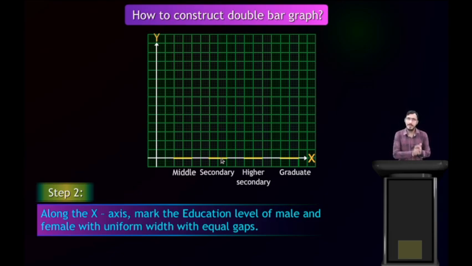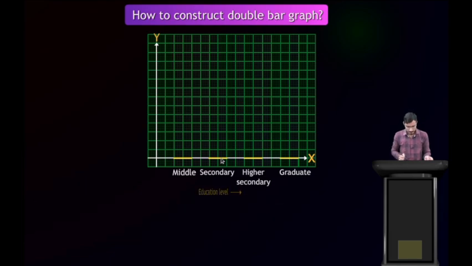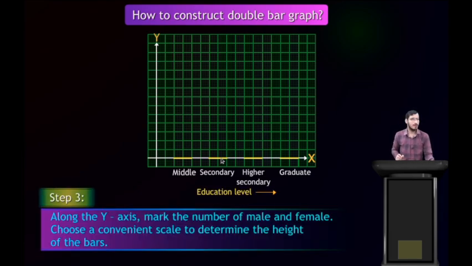Okay, and that is middle, secondary, higher secondary, and graduate. There are four levels: middle, secondary, higher secondary, and graduate. Yes. Now the next step will be along the y-axis, mark the number of male and female, and choose a convenient scale to determine the height of the bars. You can choose any convenient scale.